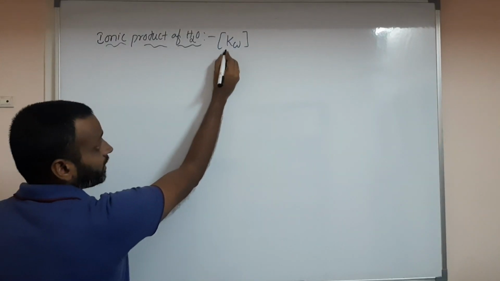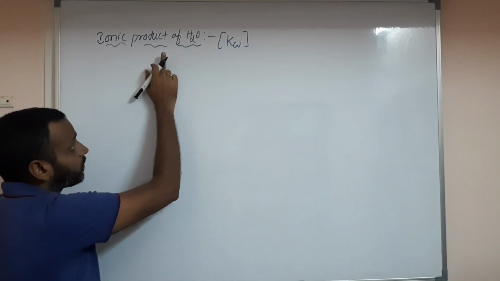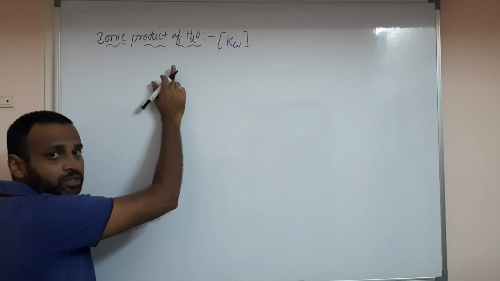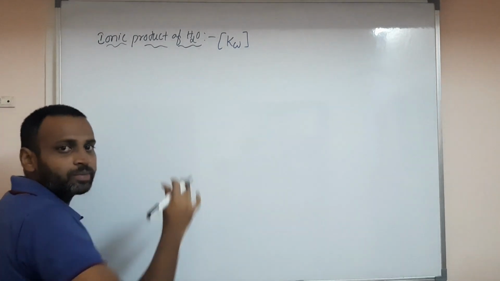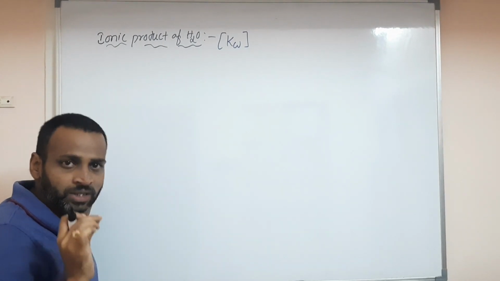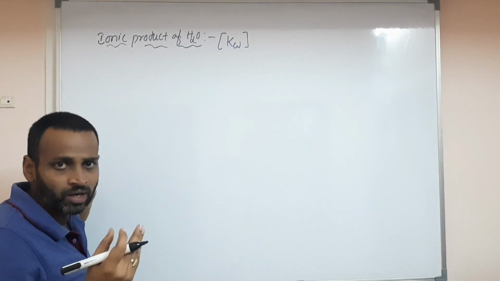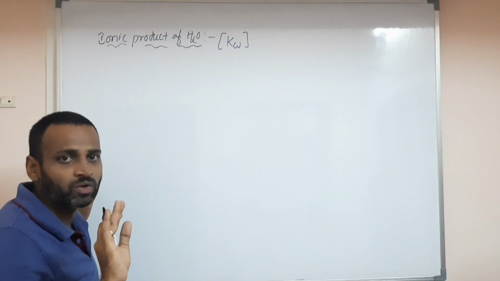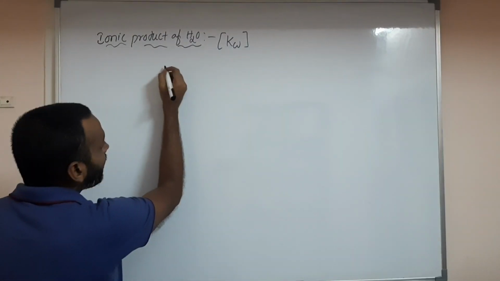The ionic product of water is the product of the concentration of proton and hydroxide ion. Proton means H plus. Otherwise, it is the product of concentrations of hydronium ion, H3O plus, and OH minus ion, that is called hydroxide ion.